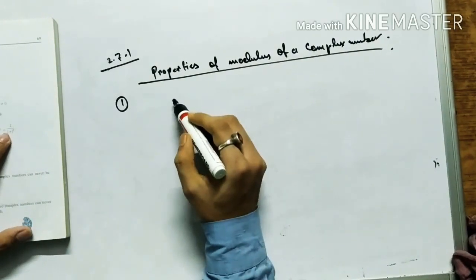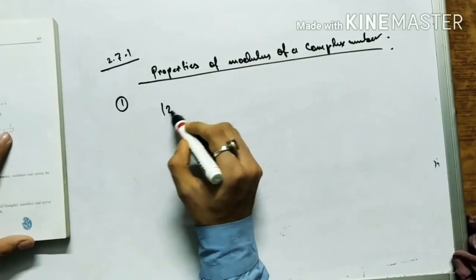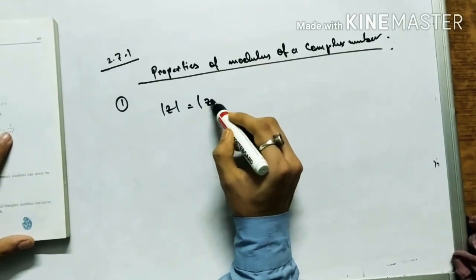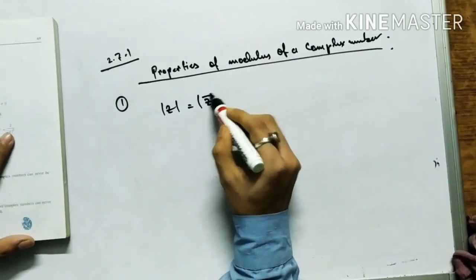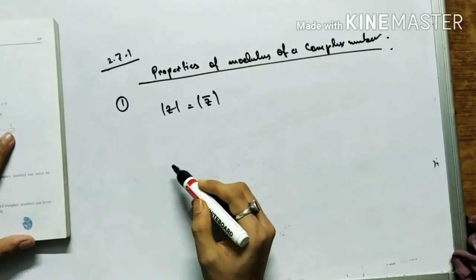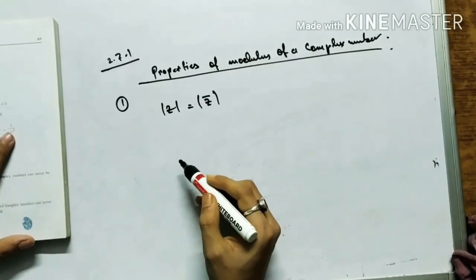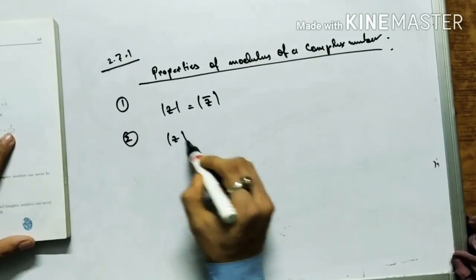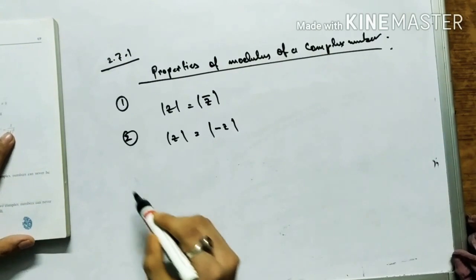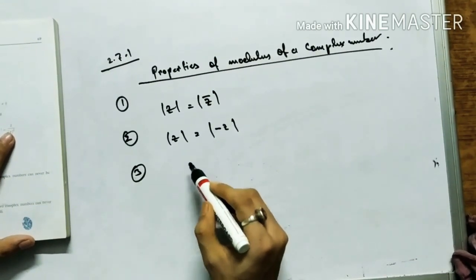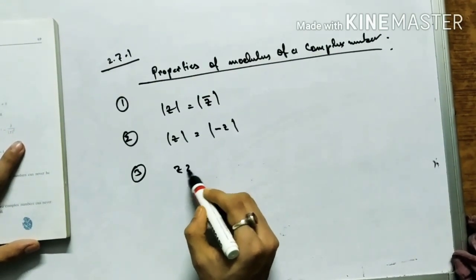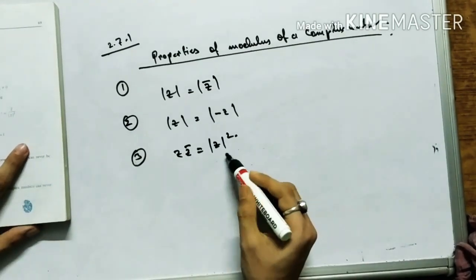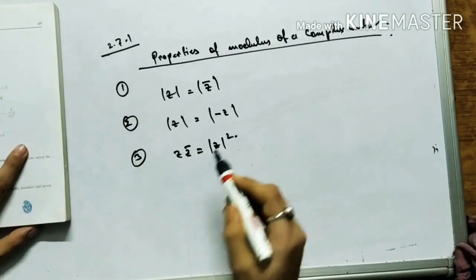So property number 1 is saying that modulus of z is equal to modulus of z bar. Next property says modulus z is equal to modulus minus z. Next property, which you have already got, is that z into z bar is equal to modulus z the whole square.